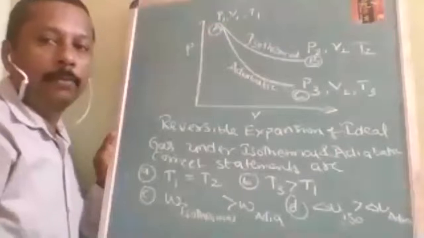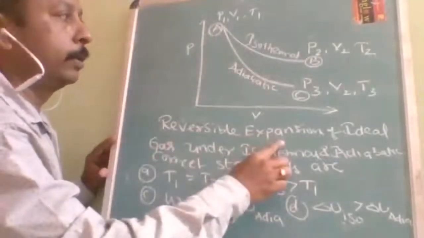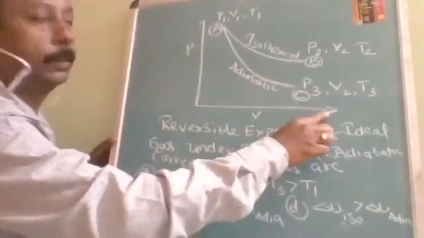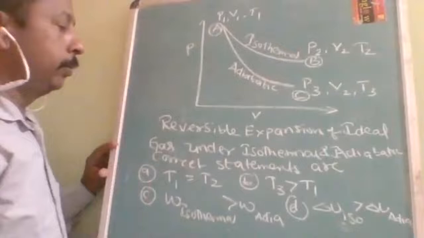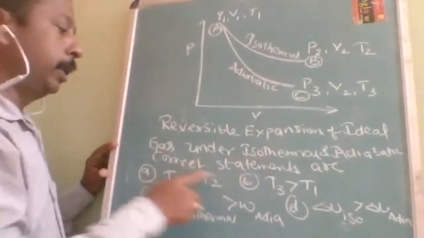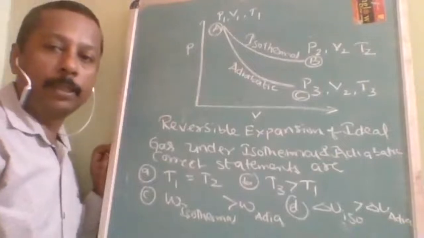So which of the following statements are correct? Reversible expansion. Obviously, there is an increase in volume here, so expansion only. And it is carried out reversibly under isothermal and adiabatic conditions. Then we have to tell which options are correct.